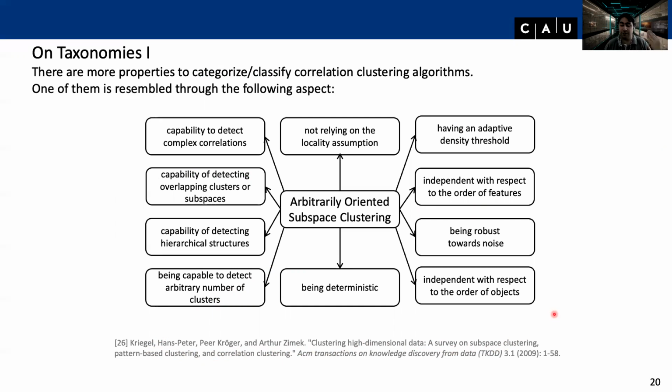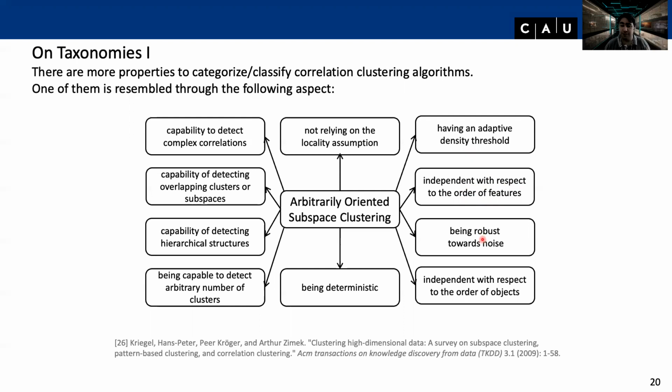like subspace clustering, projected clustering, biclustering, and correlation clustering. And there, for instance, something that we extracted is they have this specific taxonomy based on the following aspects. So they say, in this concrete case of arbitrary-oriented subspace clustering, is it relying on the locality assumption, yes or no? Does it have an adaptive density threshold, or is it a static fixed one for all objects? Is it independent with respect to the order of features? So it makes a difference if I start with X and then Y and Z, or Z and then X, Y. Is it robust towards noise?